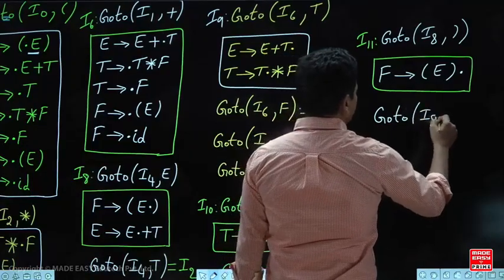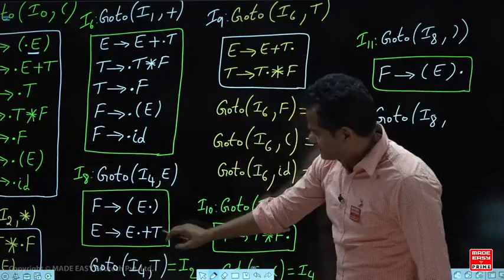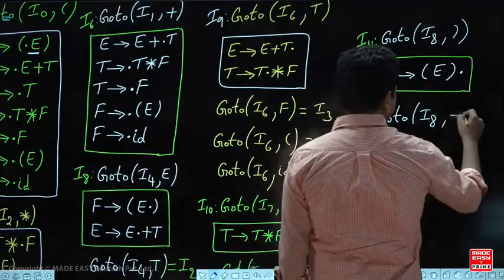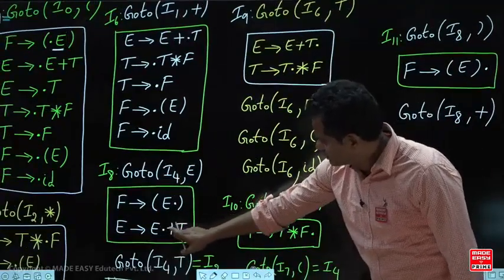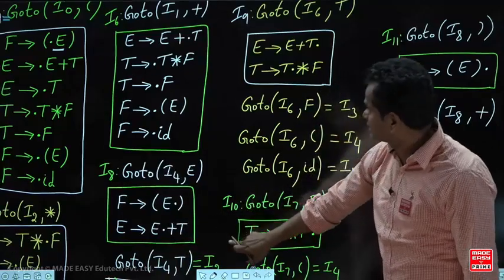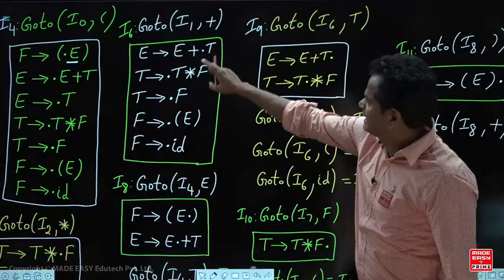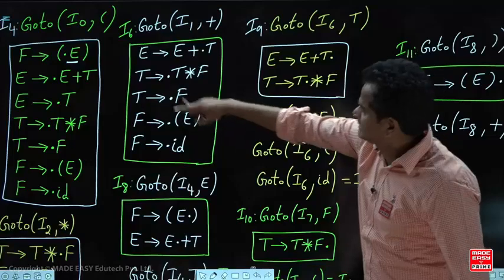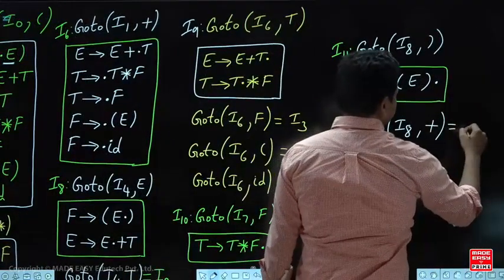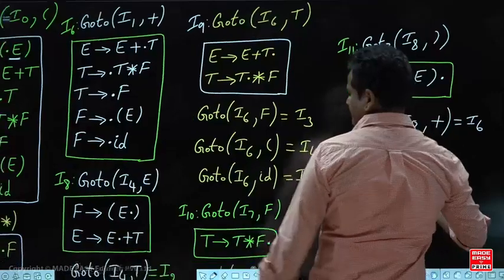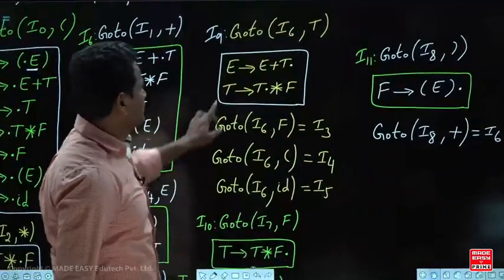Next go to of I8. In I8 we have one more production. This is I8 comma plus. What will you get? You just move the dot. E derives E plus dot T, again T, again F, which you will get this same state, which is I6. So I8 is completed.